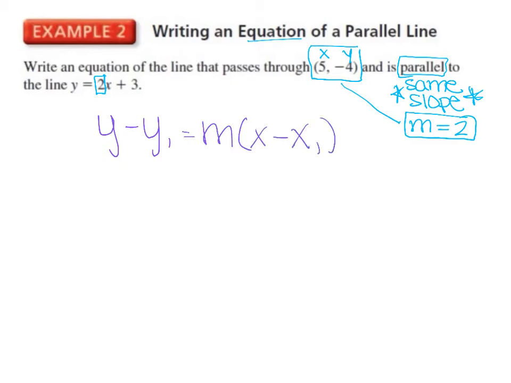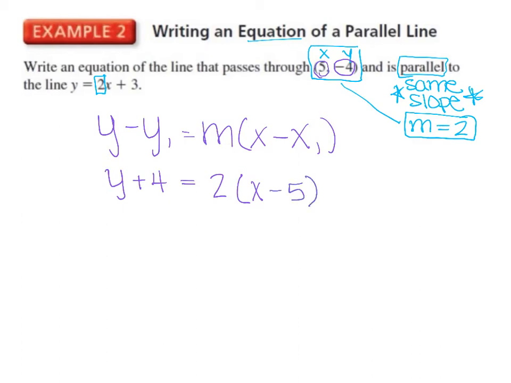y minus y1 equals m times the quantity x minus x1. Right? So if I start, my y value that I was given was -4. So here I get y minus -4. Minus a negative turns to a plus. Right? So y plus 4 equals, my slope m was 2. And then the quantity x, and the original x was +5, so it's x minus 5.